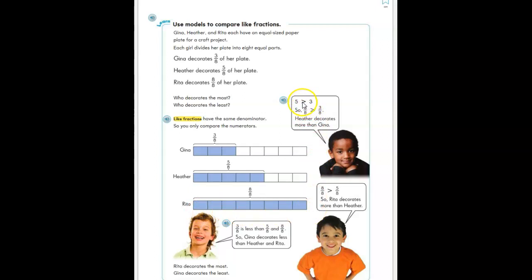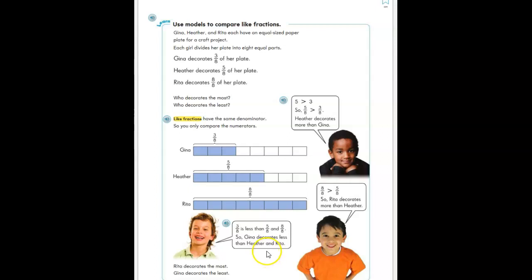We know that 5 is greater than 3, so 5/8 must be greater than 3/8. So Heather decorated more than Gina. And then we know 8/8 is greater than 5/8, so Rita decorated more than Heather. And 3/8 is less than 5/8 and 8/8, so Gina decorated less than Heather and Rita. Okay, hopefully that makes sense, guys.